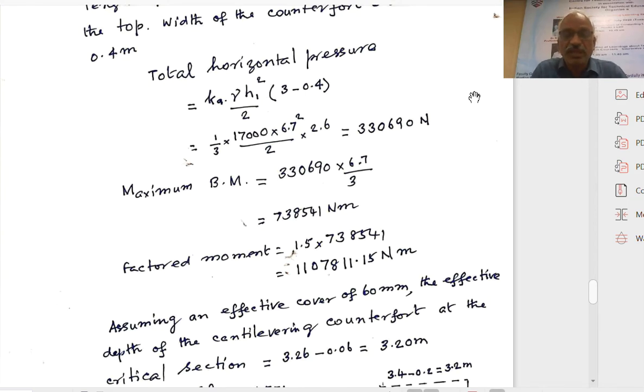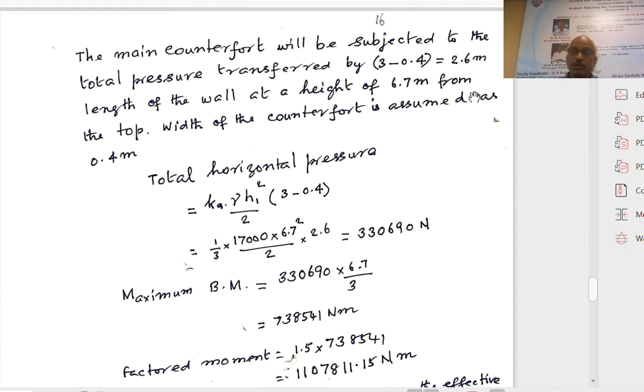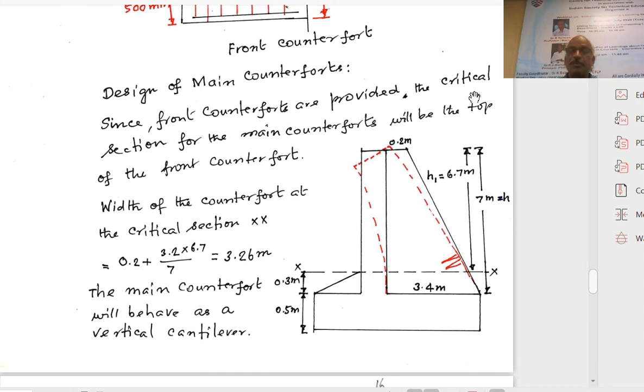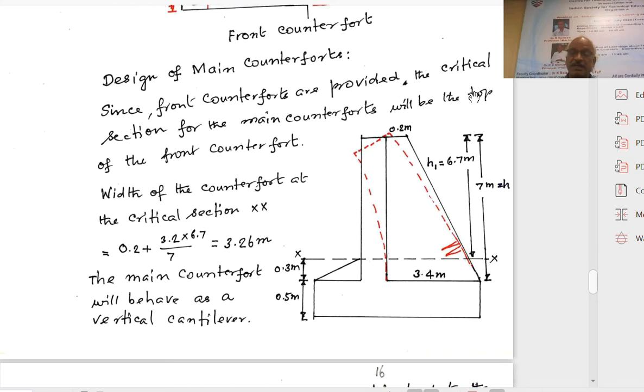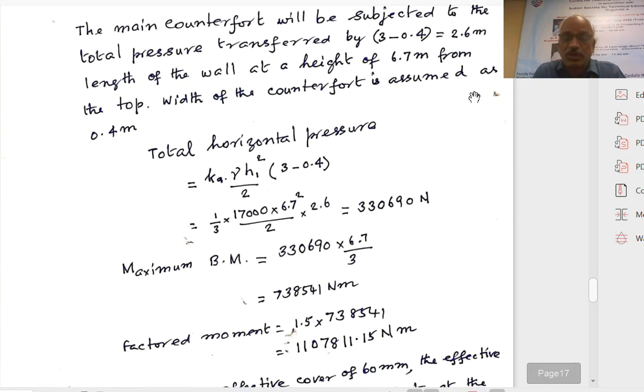half into Ka, where Ka is 1 by 3, into gamma into h square by 2. Ka into gamma into h square by 2. So gamma is 17,000. H is 6.7, because we know the depth of the upright slab is 7 meters. Up to the critical section it is only 6.7 meters as shown in the figure. So 6.7 square by 2 into 3 minus 0.4 meter. That is subtracting the width of the main counterfort. Right. So that is the total horizontal pressure.